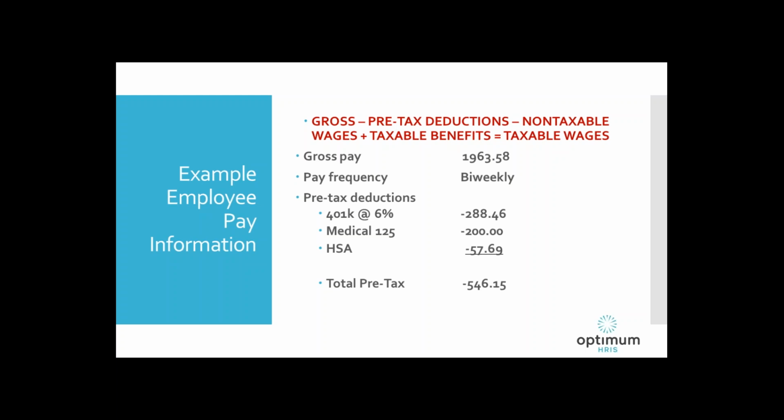Here is the example that we're going to work with today. Our gross pay is going to be $1,963.58. Our pay frequency is biweekly. And the first thing we'll look at are our pre-tax deductions. We have 401k at 6% for a deduction of $288.46, a medical 125 cafeteria plan deduction of $200, and a health savings account deduction of $57.69. So that gives us total pre-tax deductions for federal income tax of $546.15. So that's our total pre-tax deduction.